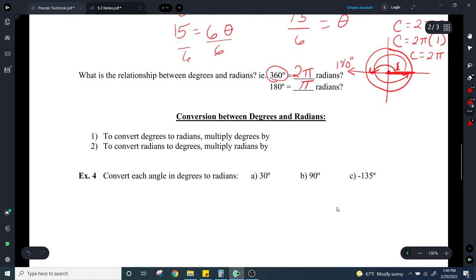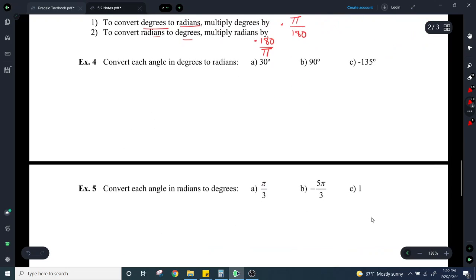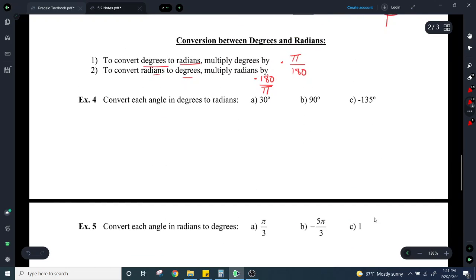So to convert from degrees to radians, we're going to multiply degrees by pi over 180. So to go from degrees to radians, we multiply by pi over 180. To go backwards from radians back to degrees, we multiply by 180 over pi. So it's just a ratio that we use to convert between the two of them. Let's do some examples. This is not as complicated as it sounds.